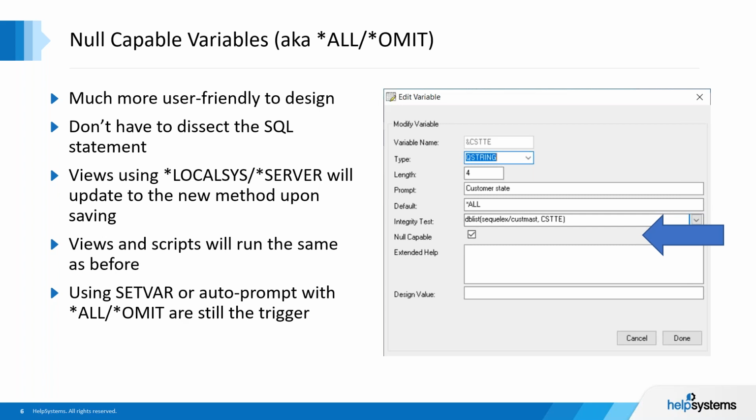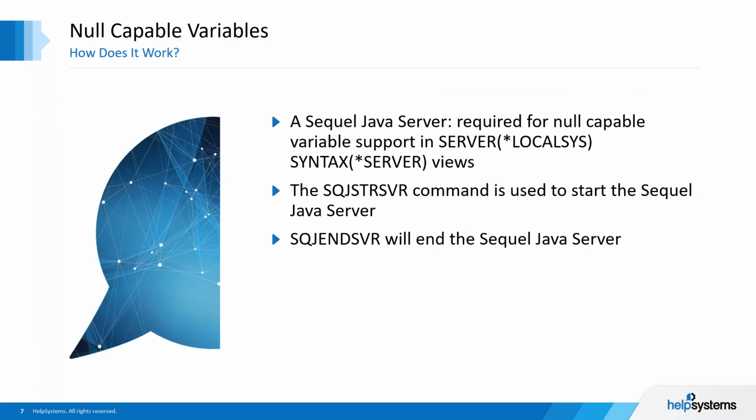And once you open it in the design mode, if you went to the variables tab, you would see this new setting for null capable. Once you save it, then going forward, it's using the new methodology. Now, if that view were referenced in a script or a CL program and had set var associated with passing star all, that is still going to work just as before. I think this is important that we take a look at, but let me tell you first why this does work.